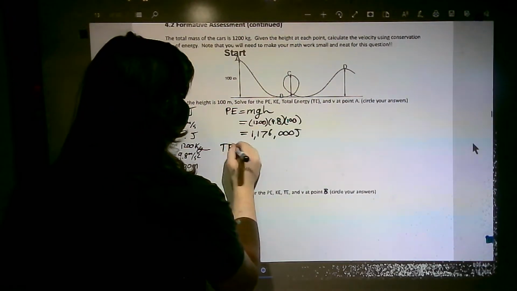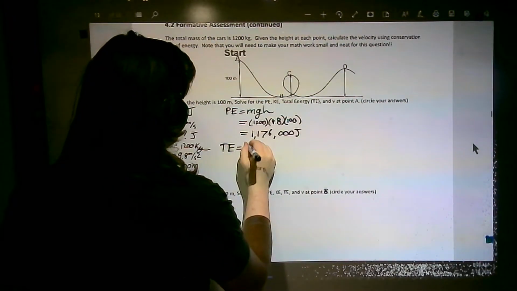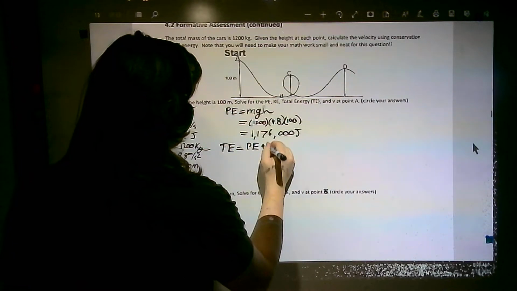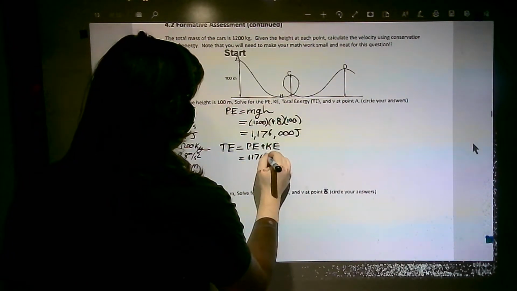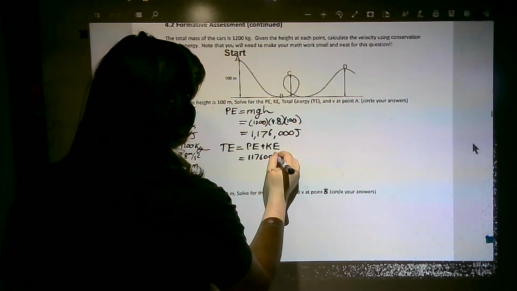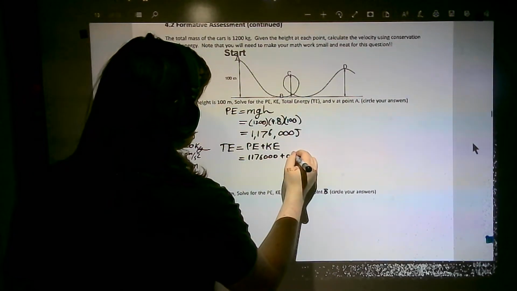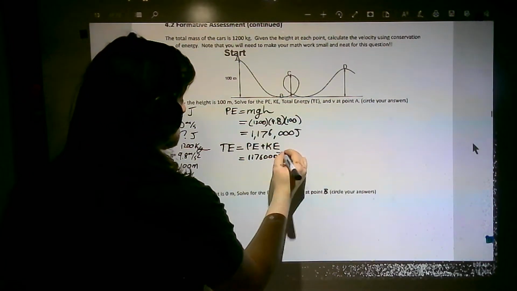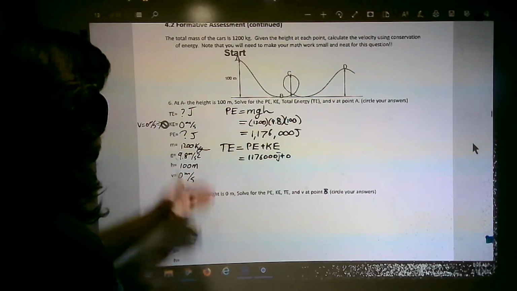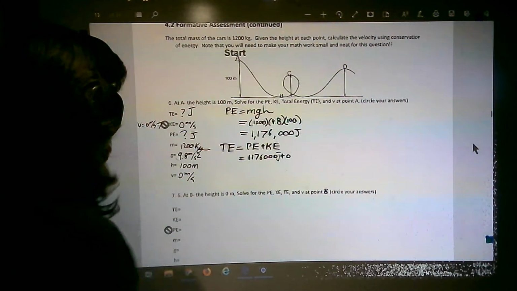To find our total, we now just say TE equals PE plus KE. Our PE was 1,176,000 joules. We had 0 joules of kinetic, so our total energy is 1,176,000 joules. That's going to be helpful because we can copy that into the next part of our problem.